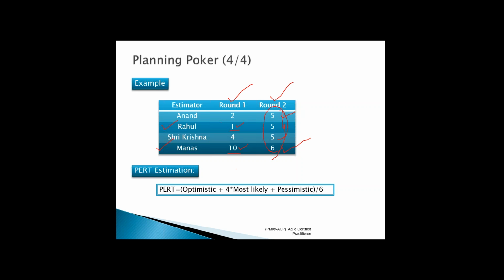In such cases, you can go with the PERT estimation. Optimistic is the person who provides you the least number. Pessimistic is the person who gives you the maximum number. And in between, whatever you have, that is called most likely. Simply use this formula of PERT to arrive at a common story point for a user story.